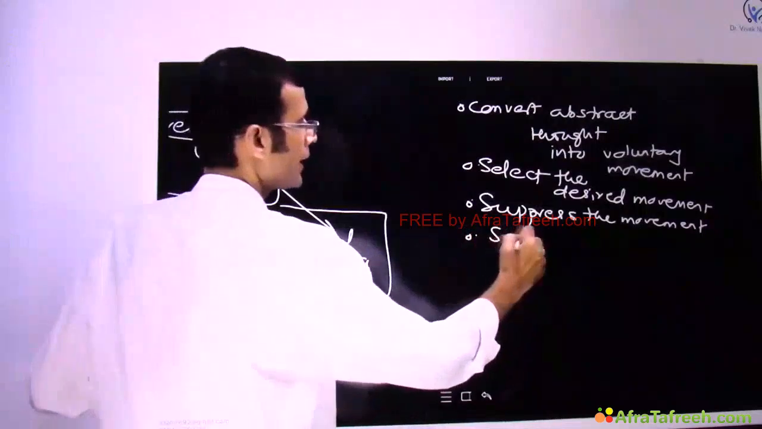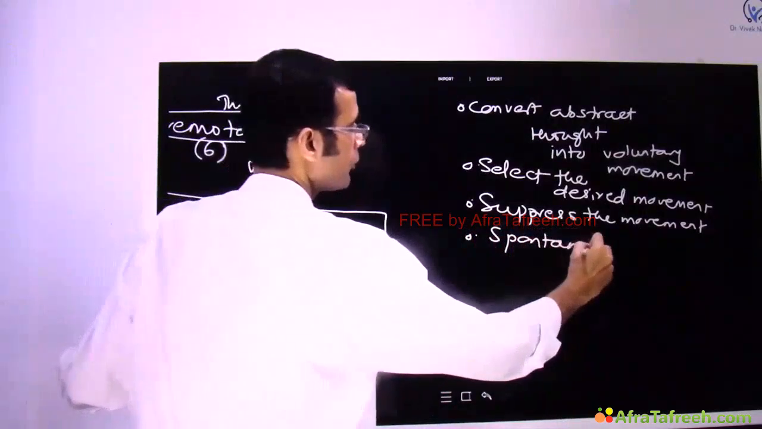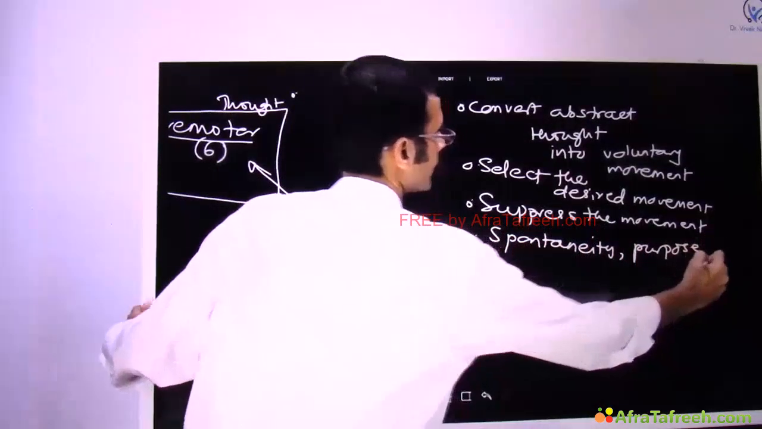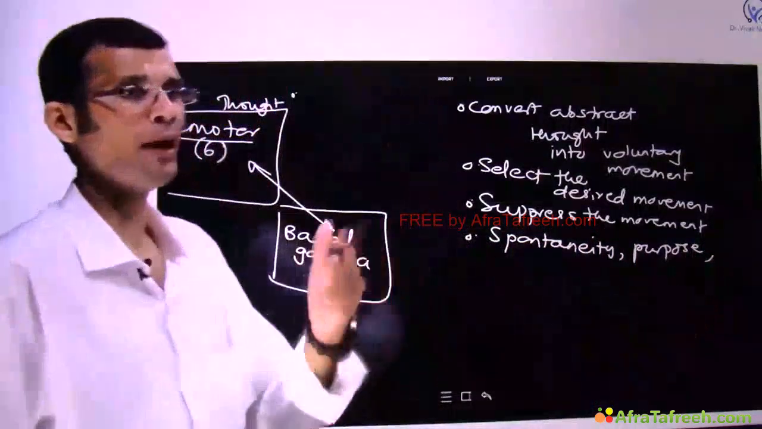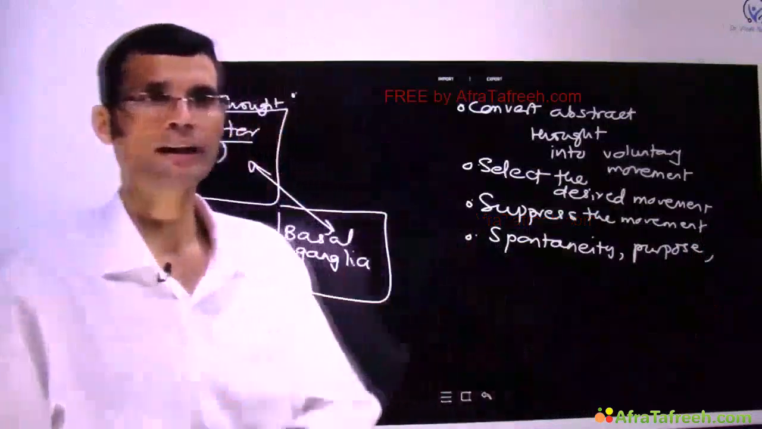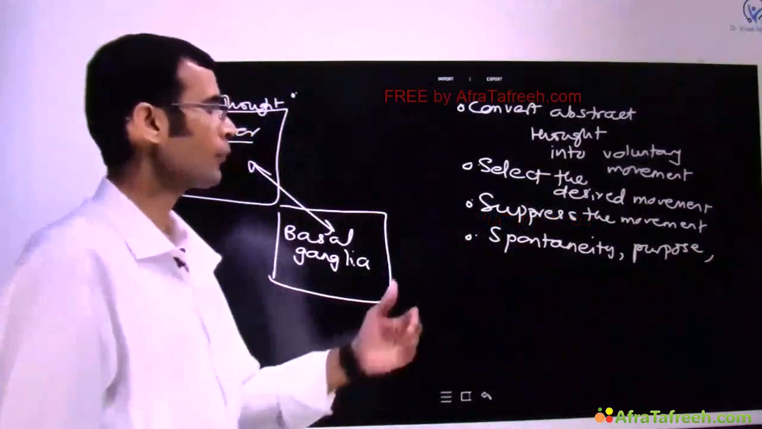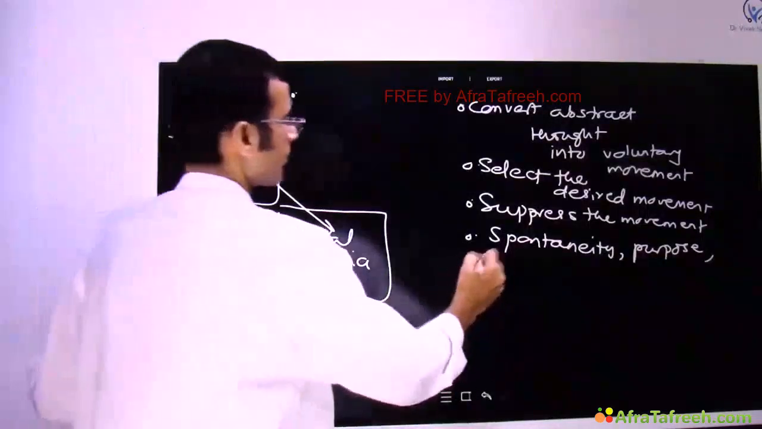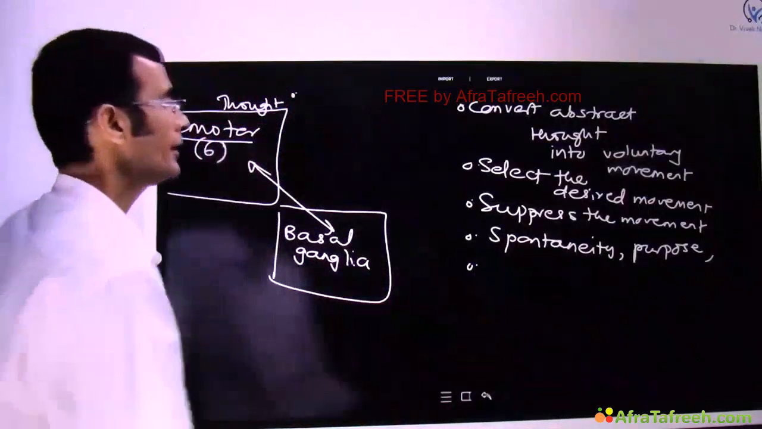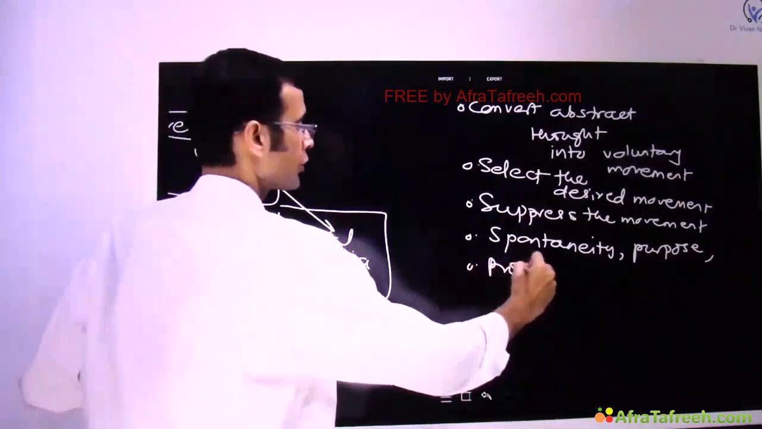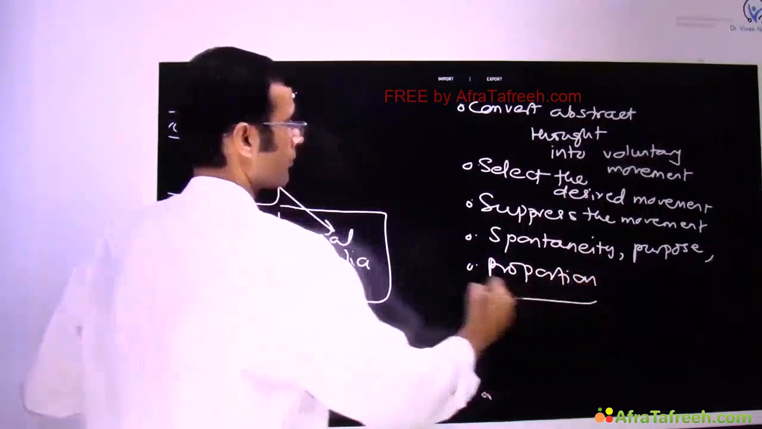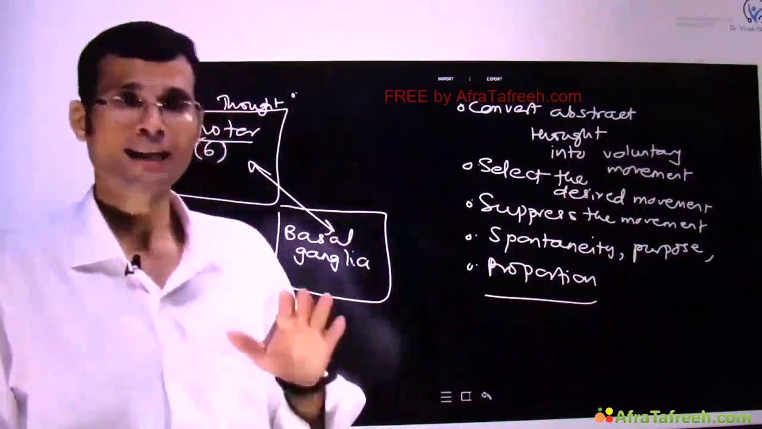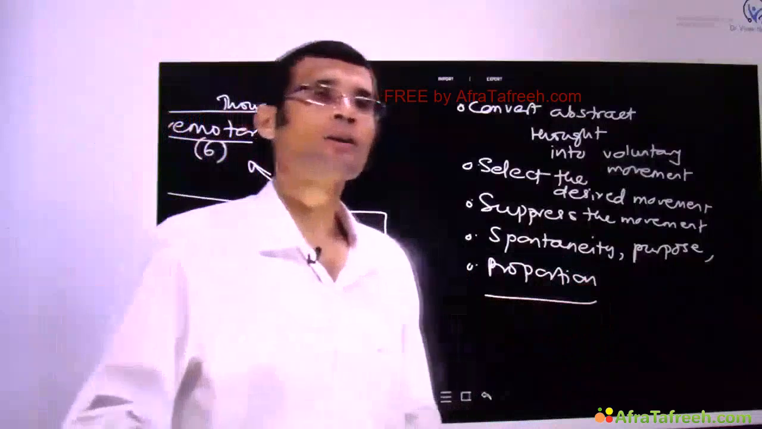Then basal ganglia provide spontaneity to the movement, purpose to the movement. They have a certain amount of past memory in the basal ganglia circuit. So they provide a certain spontaneity to the movement, the purpose to the movement. The basal ganglia provide proportion to the movements. Our movements have a certain sense of proportion, and that's provided by the basal ganglia.